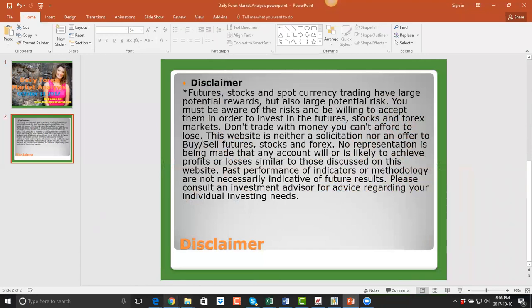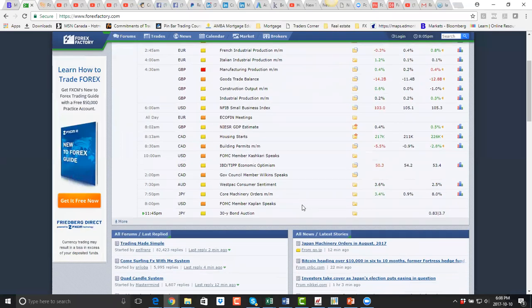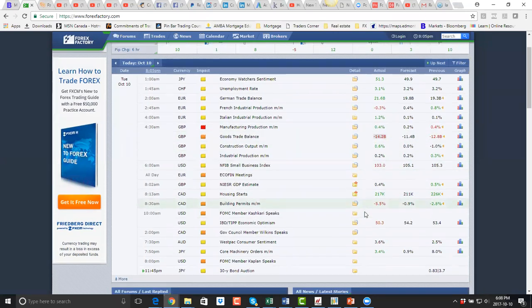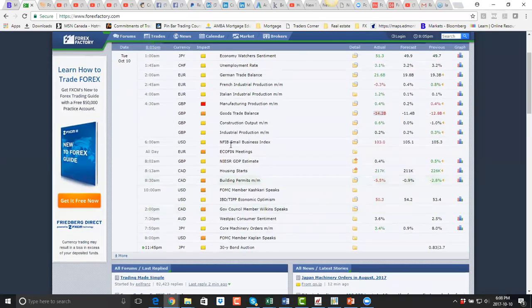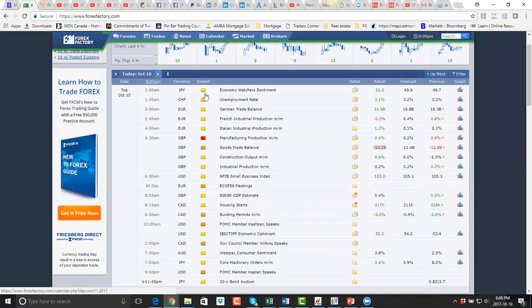As usual, we will start off by taking a look at our calendar here, Forex Factory. So in terms of news, not a whole lot. We had manufacturing production numbers for the British pound that came in positive, but the trade balance was slightly below expectations here, and not a whole lot of data in the US session. So that was fairly quiet from the news perspective.